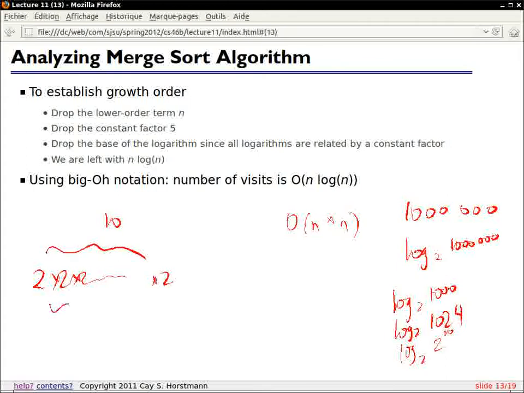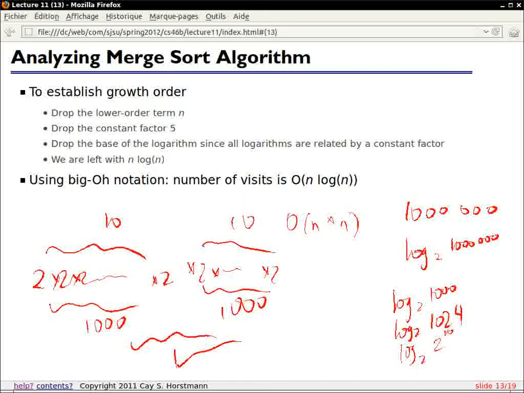Ten of them give you 1,000 and change. How many of them do you need? How many 2's do you need to multiply up to get 1,000,000? Yes, sir. 20. Right? Because now you just do it again, take another 10. That gives you another 1,000. And 1,000 times 1,000 is 1,000,000.